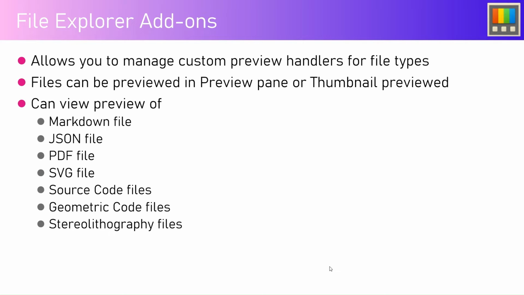Files can be previewed in a preview pane or as a thumbnail. You can view a preview of a Markdown file, JSON file, PDF file, SVG file, source code files, geometric code files, and stereolithography files. The last two, geometric code and stereolithography files, are mainly used in CNC and CAD based applications, so these are not the most familiar types of files. These files are mostly development focused or third-party provider files, which do not have direct support in the Windows operating system.